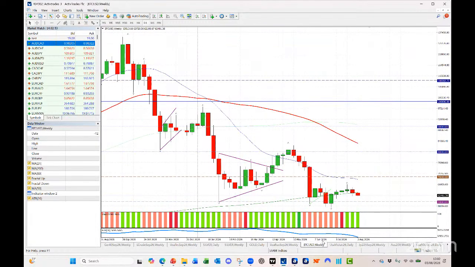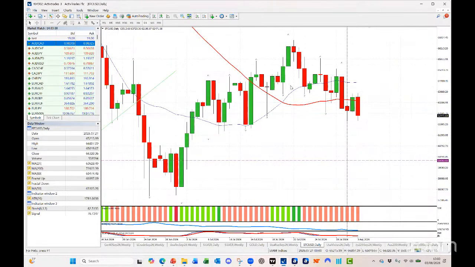And then Bitcoin. Listen, it's still above 60. It's still kind of hanging on to the weekly 200. Yeah, we've had a little bit of a drift lower at the start of this week, but that's not a massive surprise.